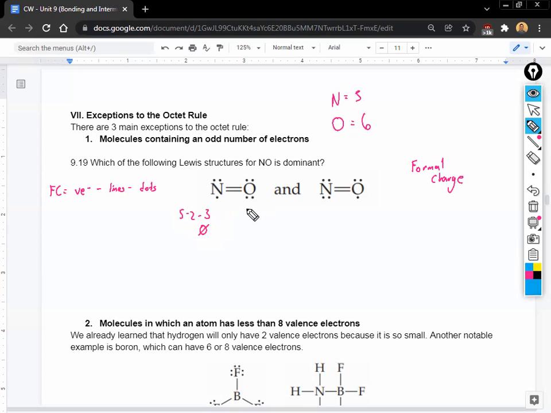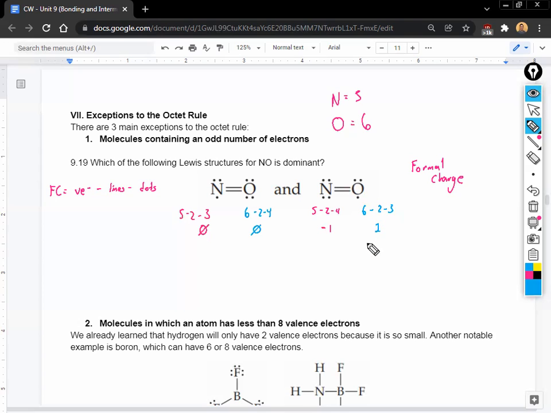Okay, oxygen right here, we know that it has 6 valence electrons. It has 1, 2, 3, 4 dots and 2 lines. So minus 2 minus 4, and this oxygen will have a formal charge of 0. Okay, next we're going to go to the other structure. We have nitrogen, again, 5 minus 1, 2 lines minus 4 dots. So the formal charge on nitrogen here is -1. And for oxygen right here, we have 6 minus 2 minus 3. And so oxygen will have a formal charge of +1.